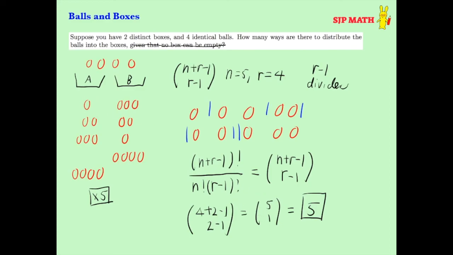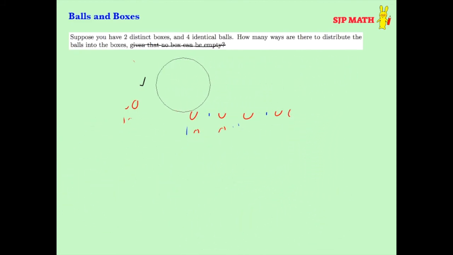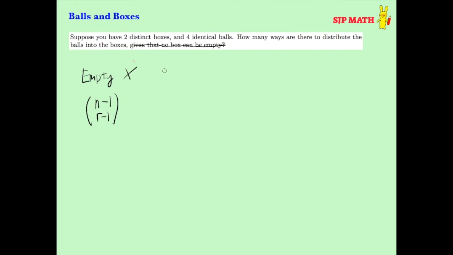So let's review our formulas then. So erase this all. So if the question says that no box can be empty, so we have to distribute n identical balls into r distinct boxes, given that no box can be empty, then the number of ways to distribute the balls into the boxes will be n minus 1 choose r minus 1. And if the question says there are no restrictions, so the boxes can be empty, then the number of ways to distribute n identical balls into r distinct boxes will be n plus r minus 1 choose r minus 1.